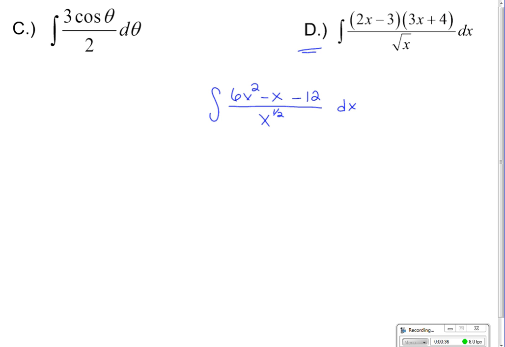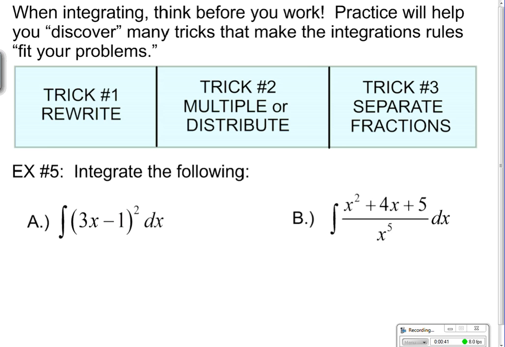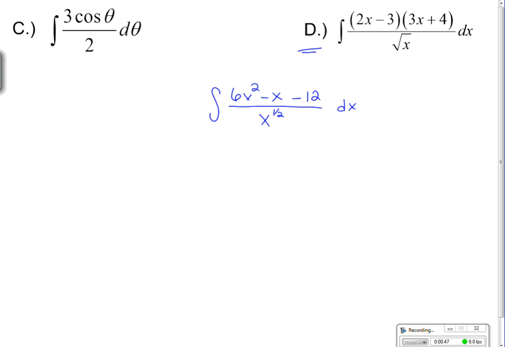Now what we want to do is use trick number 3, right there it was, where we separate the fractions, and that we did on this problem B. We're going to do the same scenario on this one.